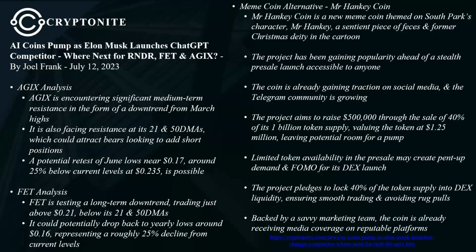AGIX is encountering significant medium-term resistance in the form of a downtrend from March highs. It's also facing resistance at its 21 and 50 days, which could attract bears looking to add short positions. A potential retest of June's low near about 17 cents, around 25% below current levels at about 23 cents, is possible. The FET analysis from this news from Elon is testing a long-term downtrend, trading just above about 21 cents, below its 21 and 50-day numbers. It could potentially drop back to yearly lows around about 16 cents, representing a roughly 25% decline from current levels.